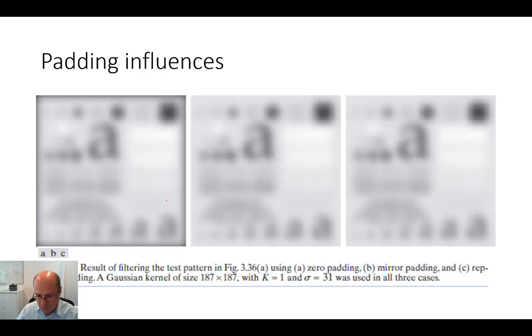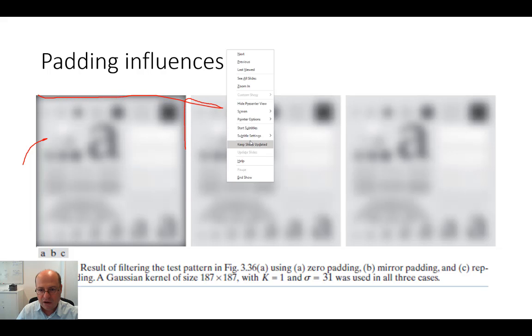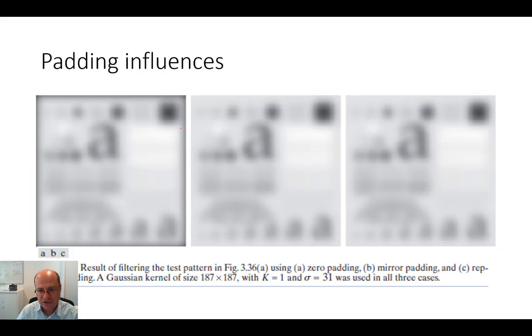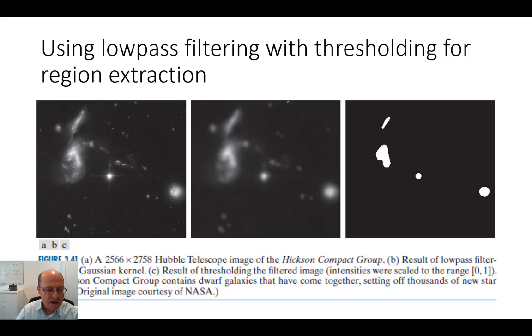And this is the effect of zero padding. You see that you have added this dark boundary that's not part of the image. So you are inserting an artifact. The mirror padding gives a much better effect, and the replicate padding gives almost the same effect as we get here.